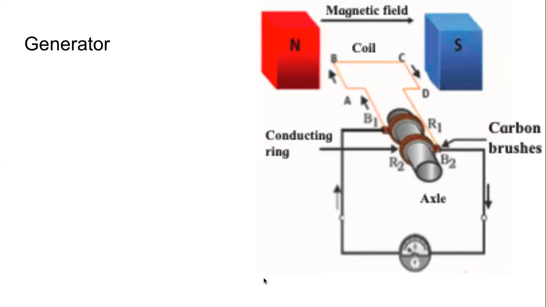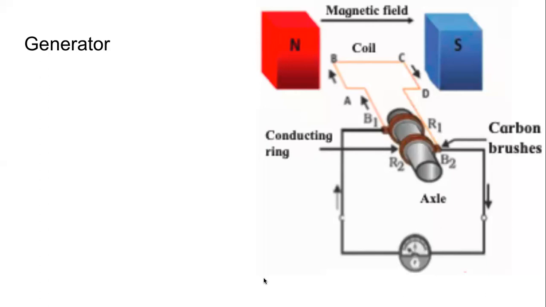If that is the case, our magnetic field is like this, our current is going like this, then the arm will move in this direction. It will go down. In the arm CD, it will be like this. It will go up. So our armature, the coil, will move in the anti-clockwise direction.